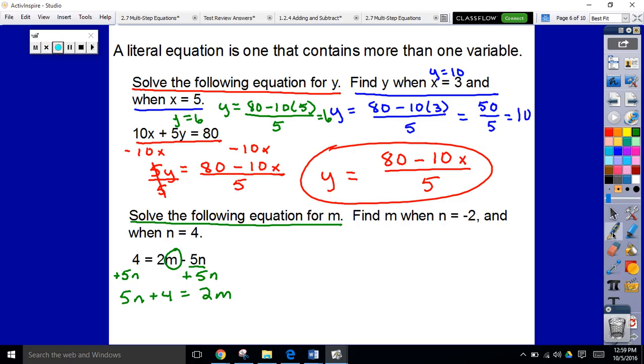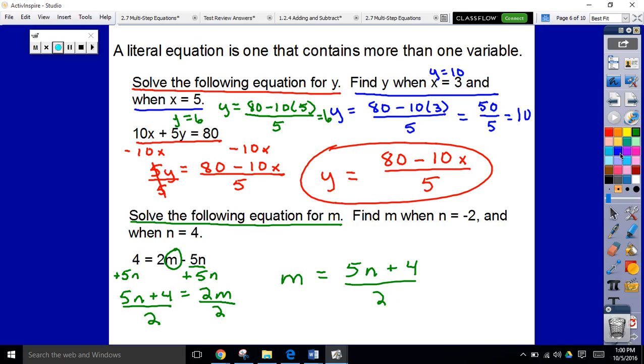Okay, now I want to get m by itself. The only thing left that's attached to the m is this 2. It says 2 times m. So I'm going to do the opposite. I'm going to divide by 2. Why would you divide by 5? My final answer is m equals 5n plus 4 over 2. That's the equation that I'm looking for. So I just moved everything around. It's still the same equation. It's just solved for a different variable.